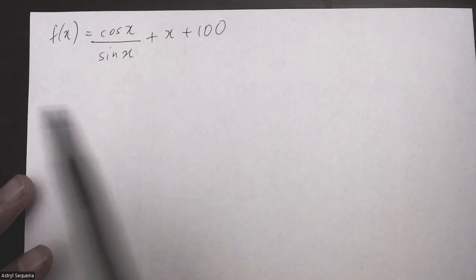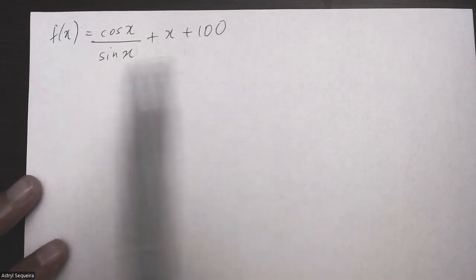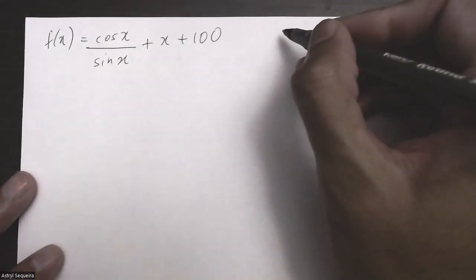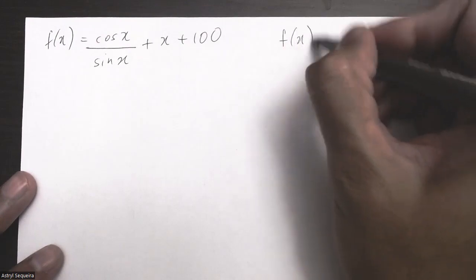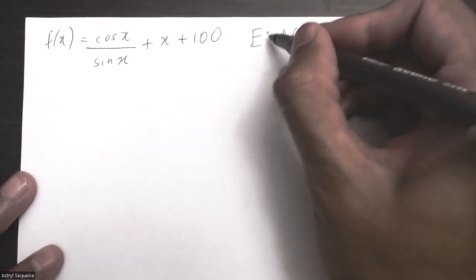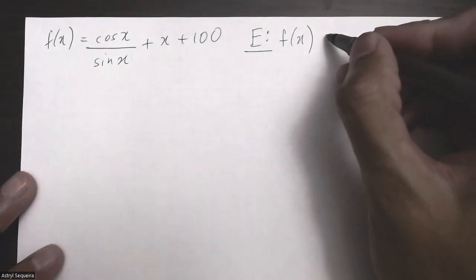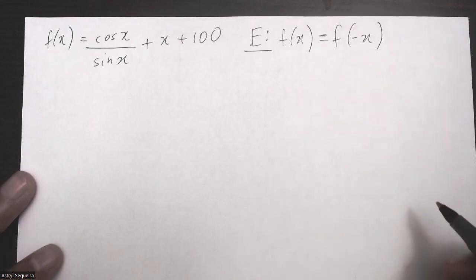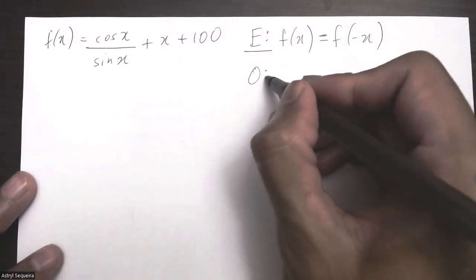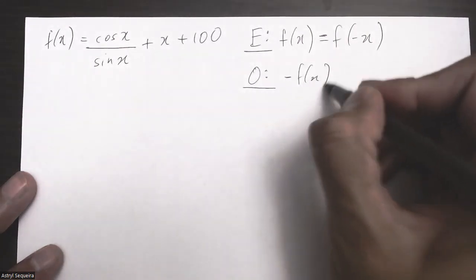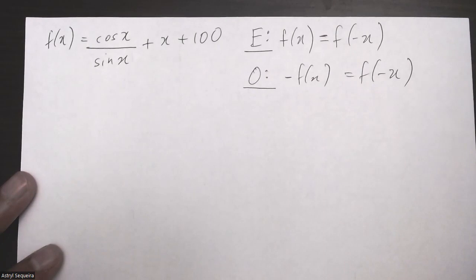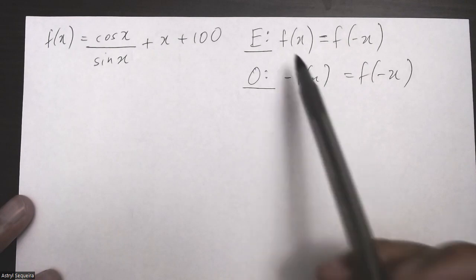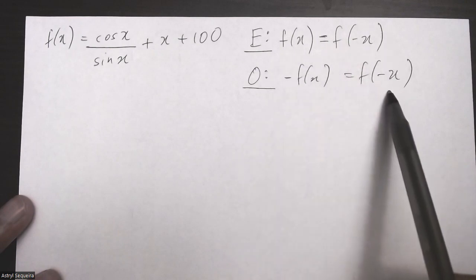All right, so in this video, we want to figure out whether this function is going to be odd or even or neither. Remember, our test for even: if f of x is equal to f of negative x, then the function is even. And if negative f of x equals f of negative x, the function is odd. So we always test for even first and then we test for odd, because we use the test from even for the odd test as well.